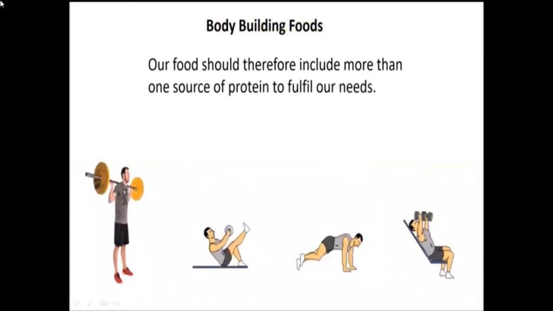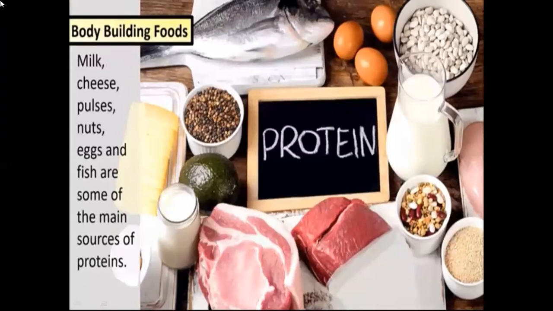Different food items contain different types of protein. Our food should therefore include more than one source of protein to fulfill our needs. Now, these are the sources of proteins. We get proteins from milk, cheese, pulses, nuts, eggs, and fish. These are the main sources of food from where we get proteins. These are the bodybuilding foods.